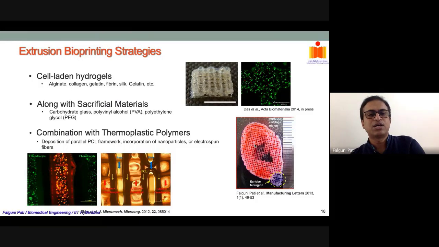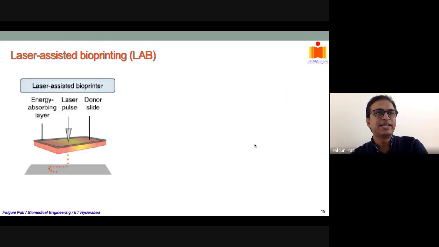Suppose first, only the thermoplastic polymer is printed in a layer by layer manner to get the template. On top of that, now we can print the hydrogel to get the 3D structure. Now the next printing technology is laser assisted bioprinting. This is a little different from the other two.